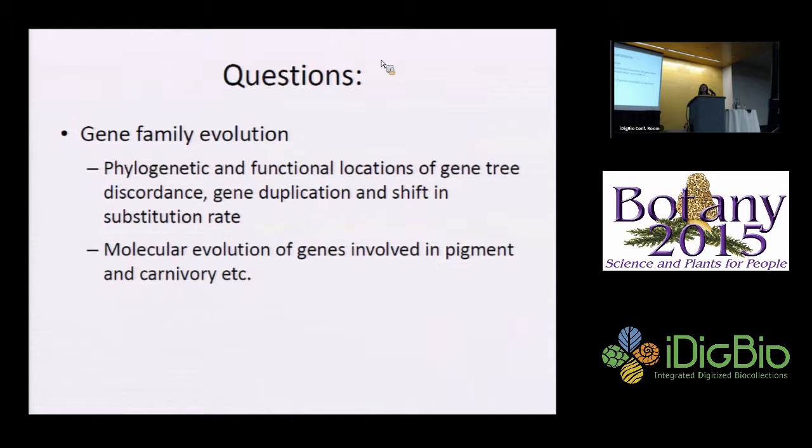So we are interested in not only the species tree, but also in gene family evolution. Specifically, we're interested in what are the phylogenetic and functional locations of gene tree discordance, gene duplication, and shifts in substitution rates. And we're also taking a more targeted approach to look at the molecular evolution of genes involved in pigment and carnivory.